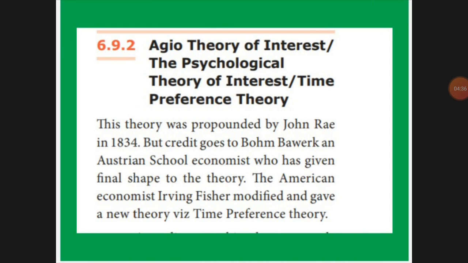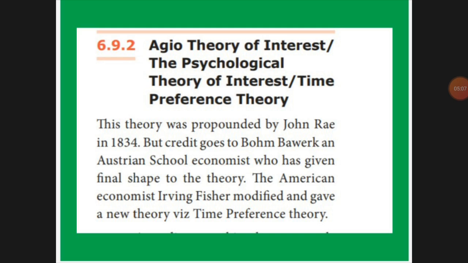The next theory is the ego theory of interest, also called the psychological theory of interest or the time preference theory of interest. This was propounded by John Rae in the year 1834, and afterwards it was developed by Böhm-Bawerk, of the Austrian School of Economics. Then it was newly modified by Irving Fisher.